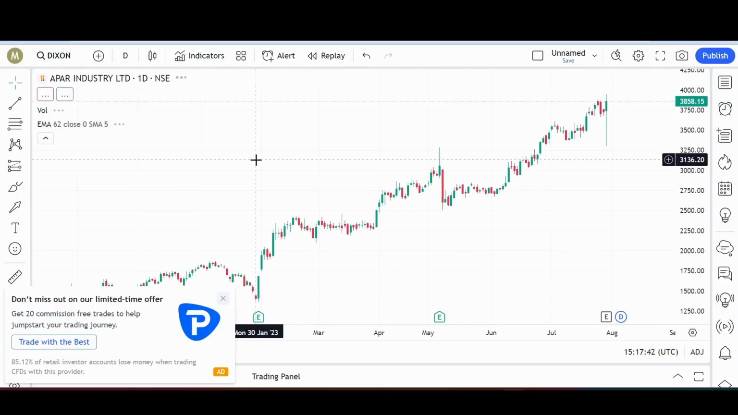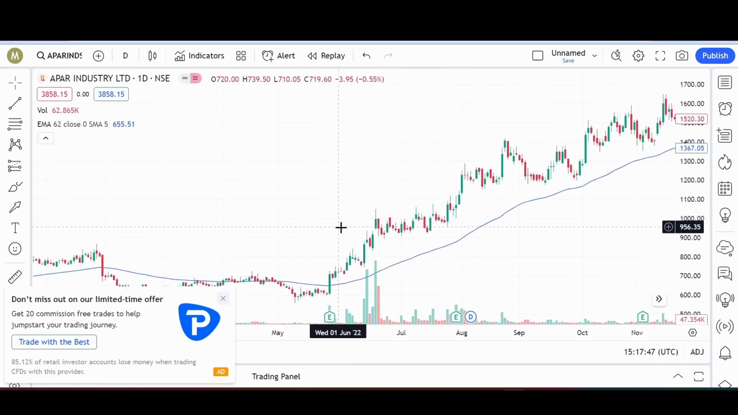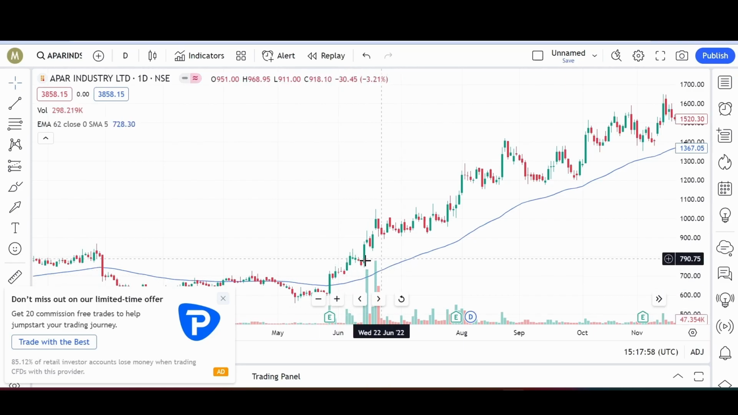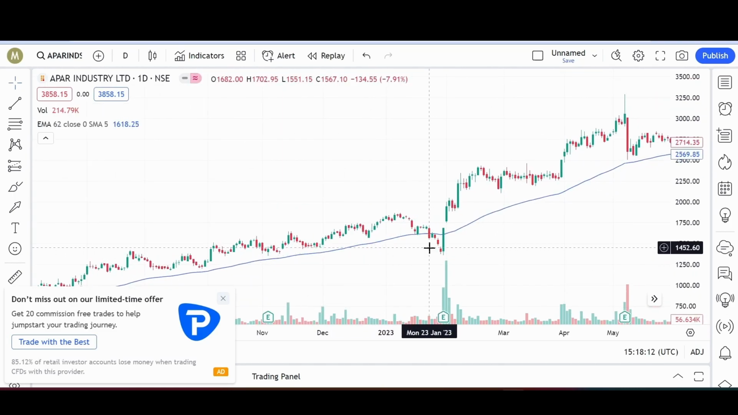If you observe this stock, until 2022 May it was in a downtrend, and then in 2022 May it crossed the 62 moving average, and the volume also happened here. Once this breakout happened, we can take the position here, at 817, and then it rallied up to 1500 levels.